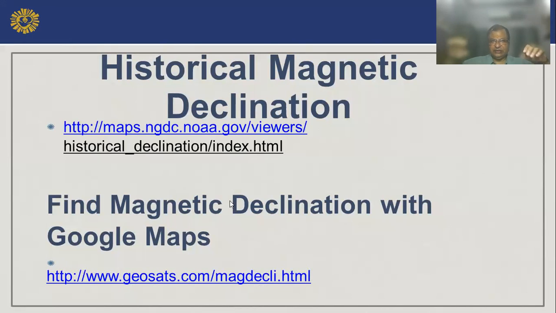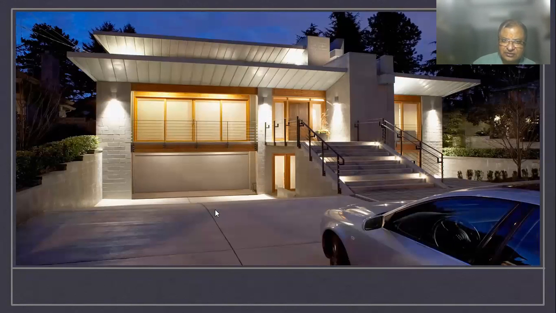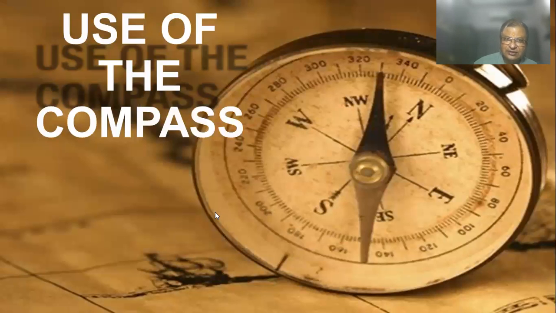Now, historical magnetic declination. So, find magnetic declination with the Google map. You can see by this. So, use of the compass. Dear boys, we will discuss what the compass is.